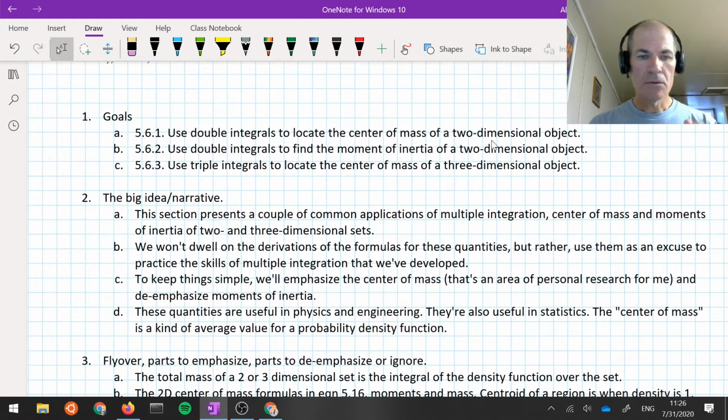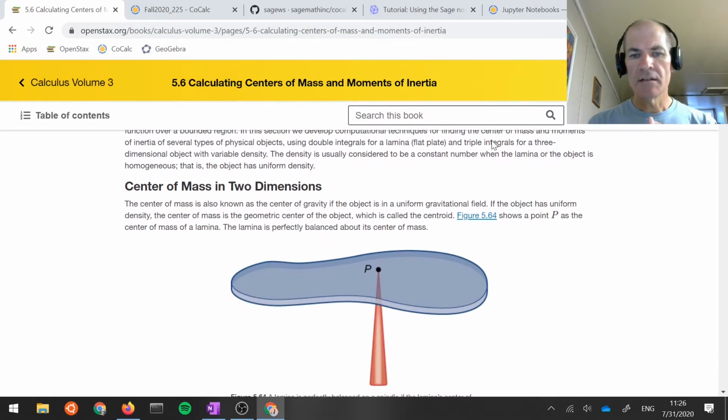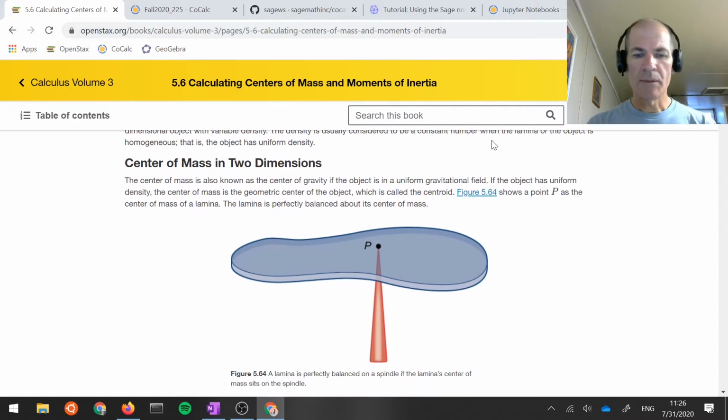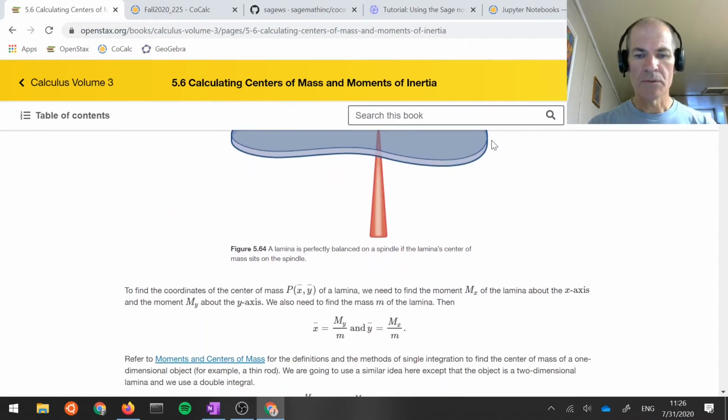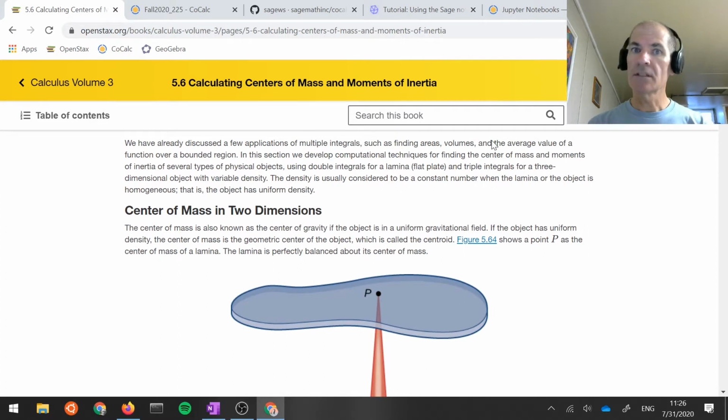So the goals, the big ideas, I think we've covered that. Let's hit the flyover here. I'm not super interested in the derivations of these various formulas at the moment. I think I just want you to memorize these formulas, and we'll move forward from there. I will talk heuristically about some of these quantities, but not really dwell on the derivation.